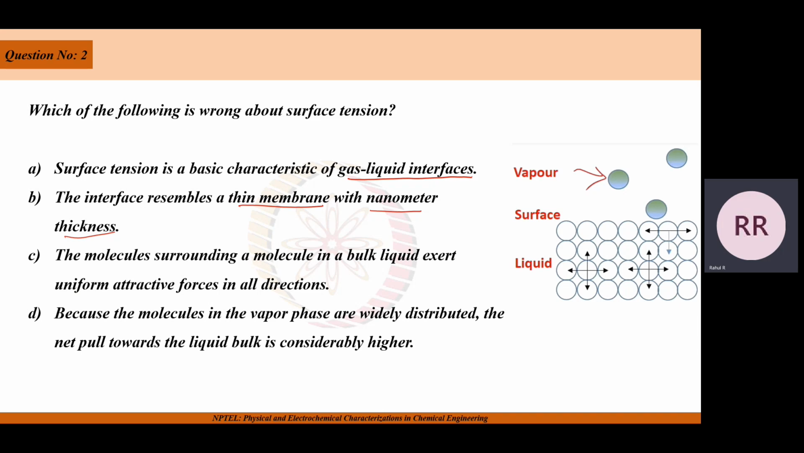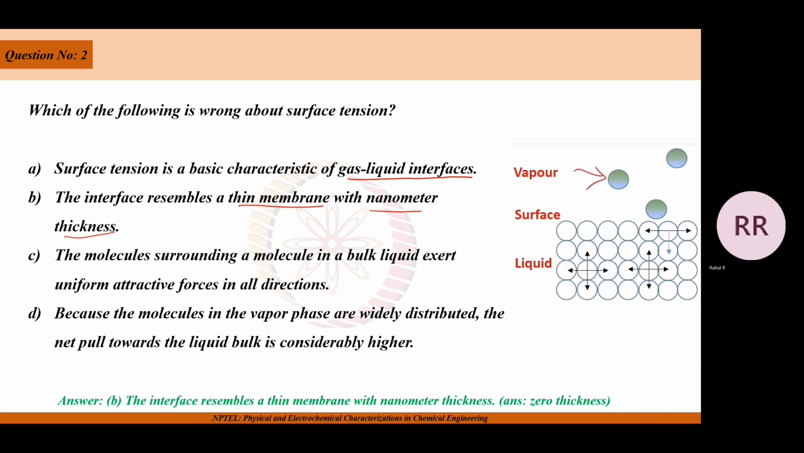Okay, I guess you guys had enough time to think over the answer. So the question was, which of the following statements is wrong about surface tension? Surface tension is a basic characteristic of gas-liquid interface. The interface resembles a thin membrane with nanometer thickness. The molecule surrounding a molecule in the bulk liquid exert uniform attractive forces in all directions. Because the molecules in the vapor phase are widely distributed, the net pull towards the liquid bulk is considerably higher. So the wrong statement in this is option B. Option B says that the interface resembles a thin membrane with a nanometer thickness.